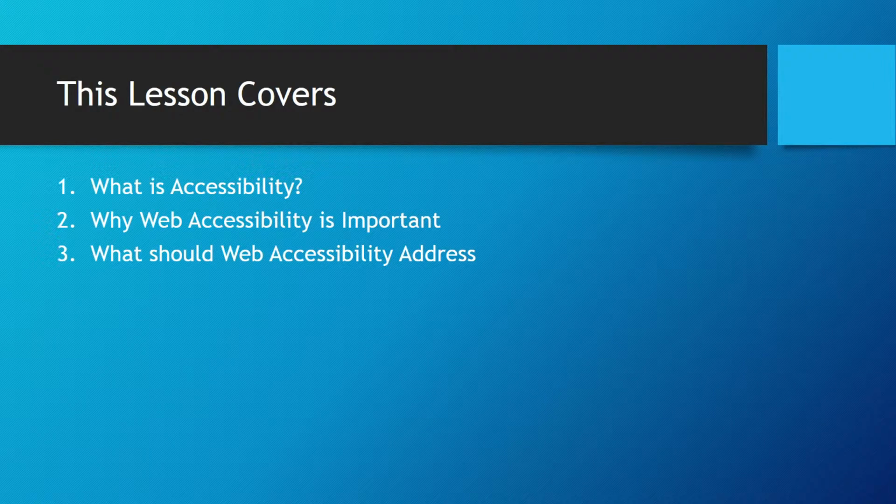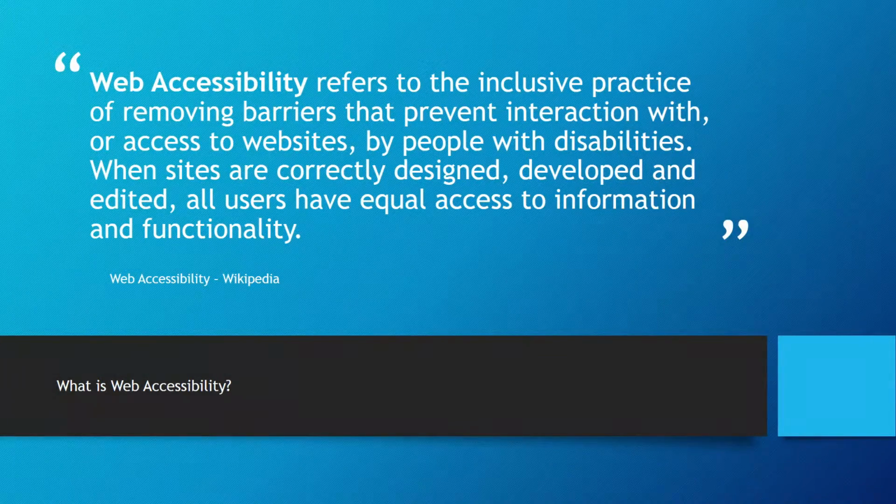In this lesson, we will briefly cover what is accessibility, why web accessibility is important, what should web accessibility address. This definition from Wikipedia defines web accessibility to be the inclusive practice of removing barriers that prevent interaction with or access to websites by people with disabilities. When sites are correctly designed, developed, and edited, all users have equal access to information and functionality.